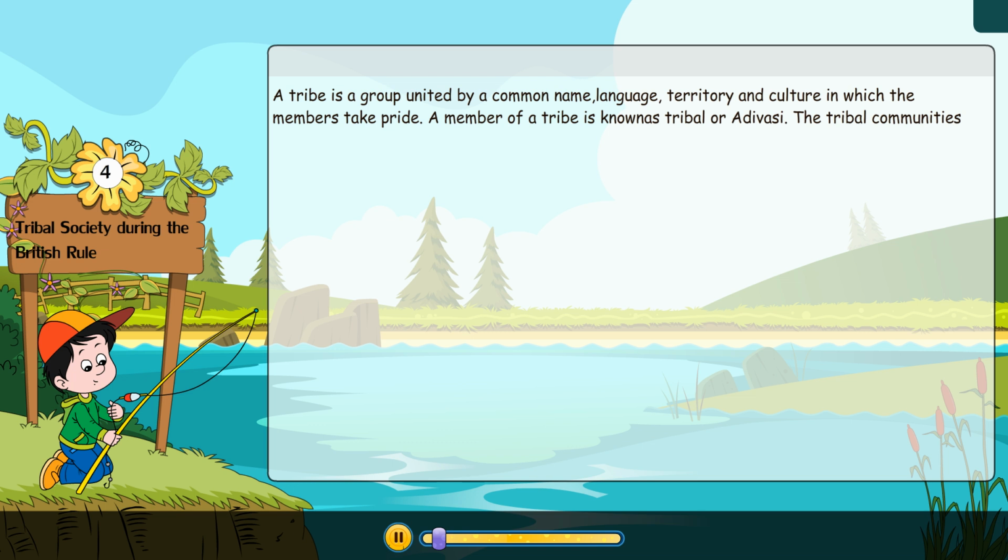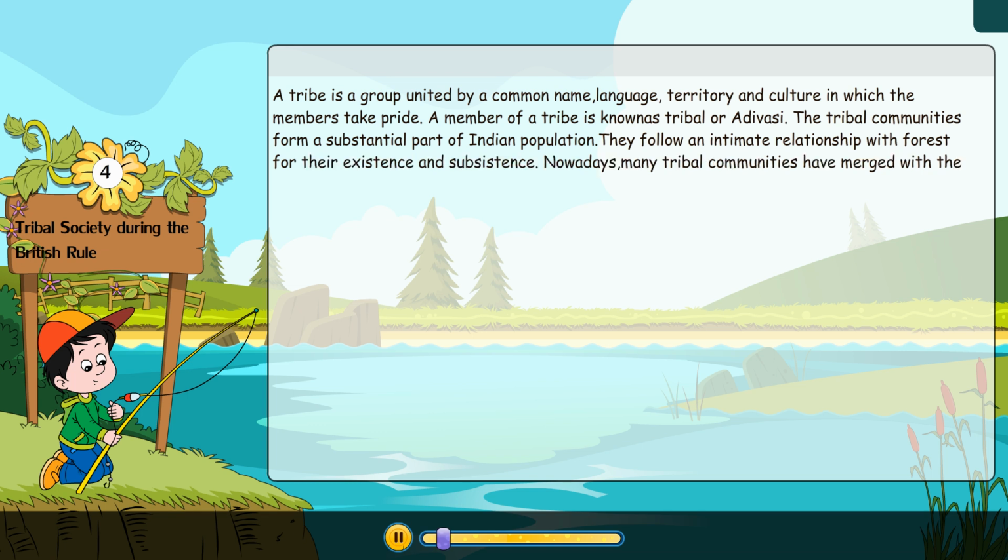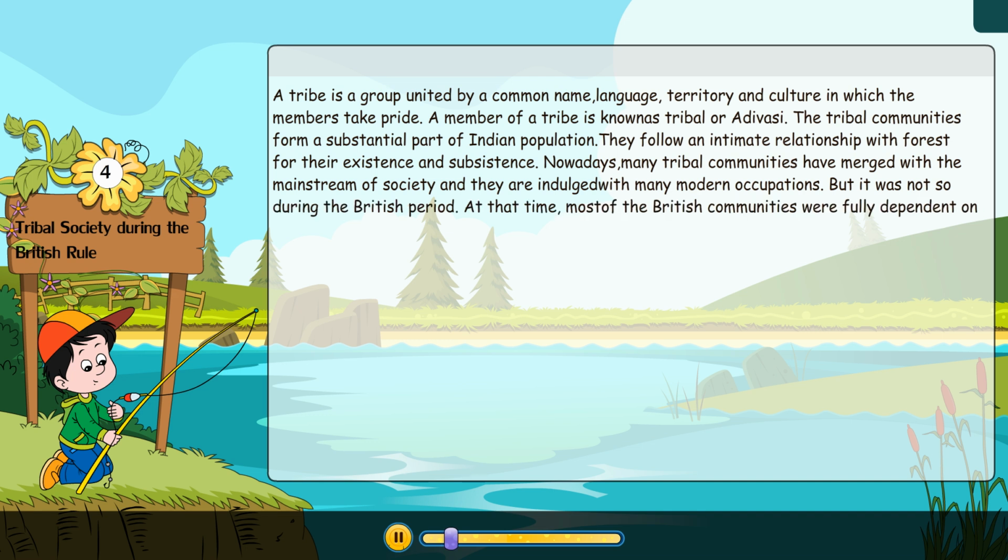The tribal communities form a substantial part of the Indian population. They follow an intimate relationship with the forest for their existence and subsistence. Nowadays, many tribal communities have merged with the mainstream of society, and they are engaged in many modern occupations. But it was not so during the British period.